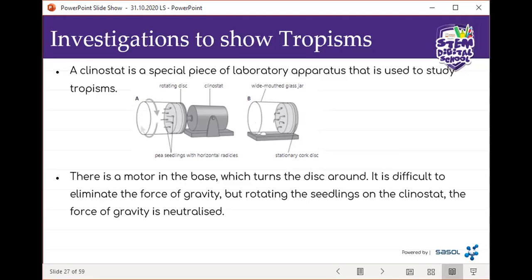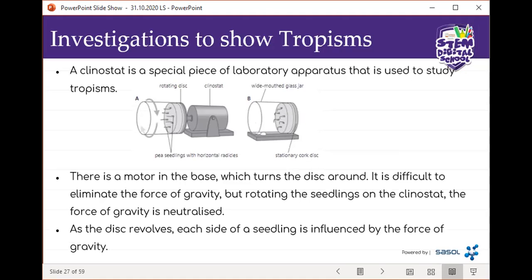Now it is difficult to eliminate the force of gravity, but by rotating the seedlings on the clinostat, the force of gravity is neutralized. Then as the disc revolves, each side of a seedling is influenced by the force of gravity, right?